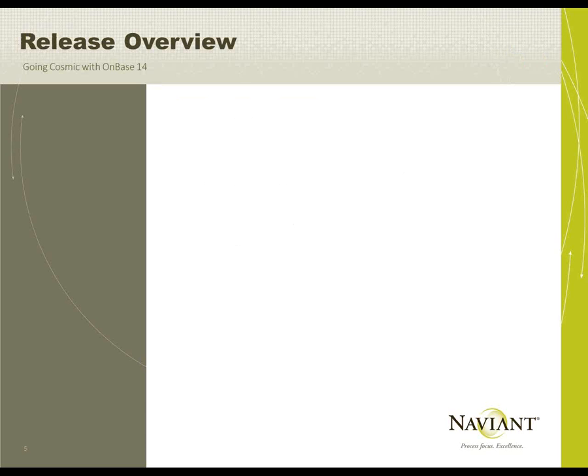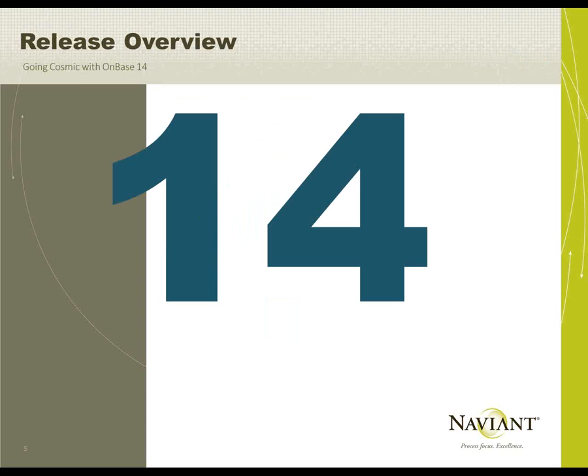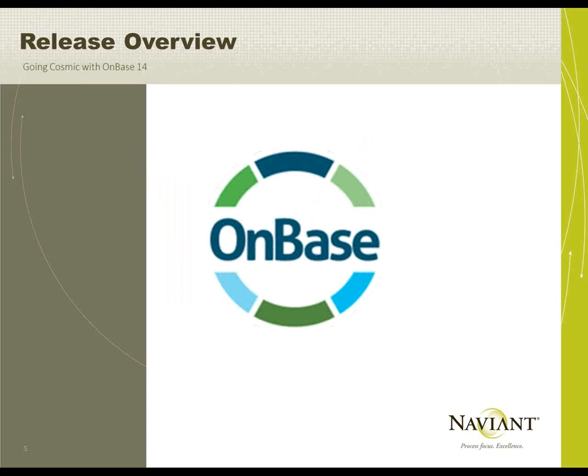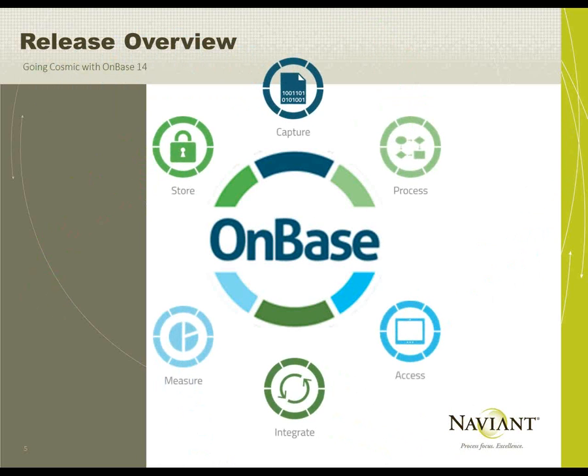So, the release overview. We've got the big 1.4, OnBase 14. So what does that mean, really? What's the first thing you'll notice about OnBase 14? Probably the branding. The whole release has gone through some new logos, some new branding. This is more in keeping with Hyland's initiative with their capture, process, access, integrate, measure, store spiel. We touched on those with the OnBase 13 release, where each module falls into the 6 steps of ECM at Hyland. We're probably not going to touch on that a whole lot in this presentation. We're just going to go straight for the features themselves.